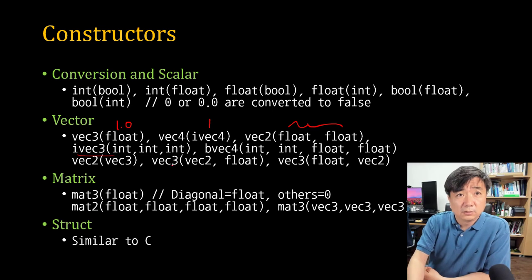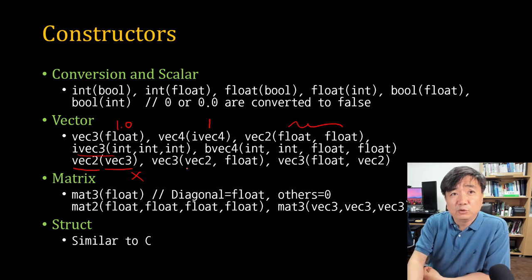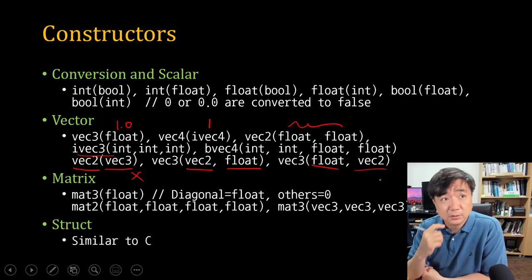Okay, and for a mixture, if we use the vec2 constructor with a vec3 parameter, then the final component will be removed, and the first and second components are copied to create the vec2. So we can mix vectors and scalars and vectors. That kind of mixed use is possible.